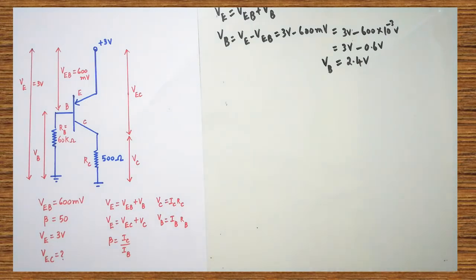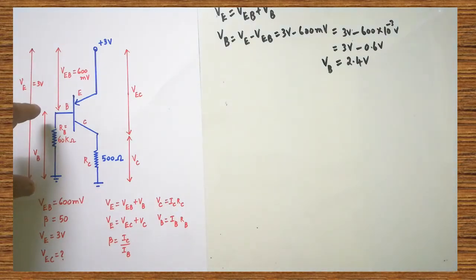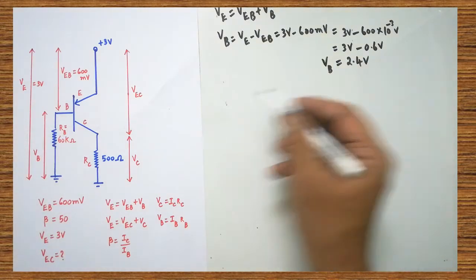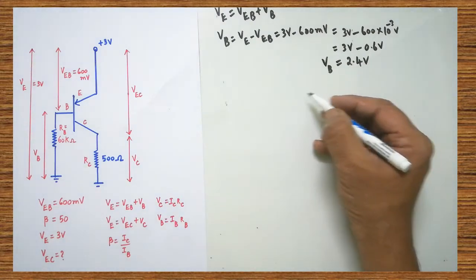Are you clear? This is the voltage here. The potential difference across this end is called how much? VB is equal to 2.4 volt. By using VB and RB, we are able to calculate IB by using Ohm's law.